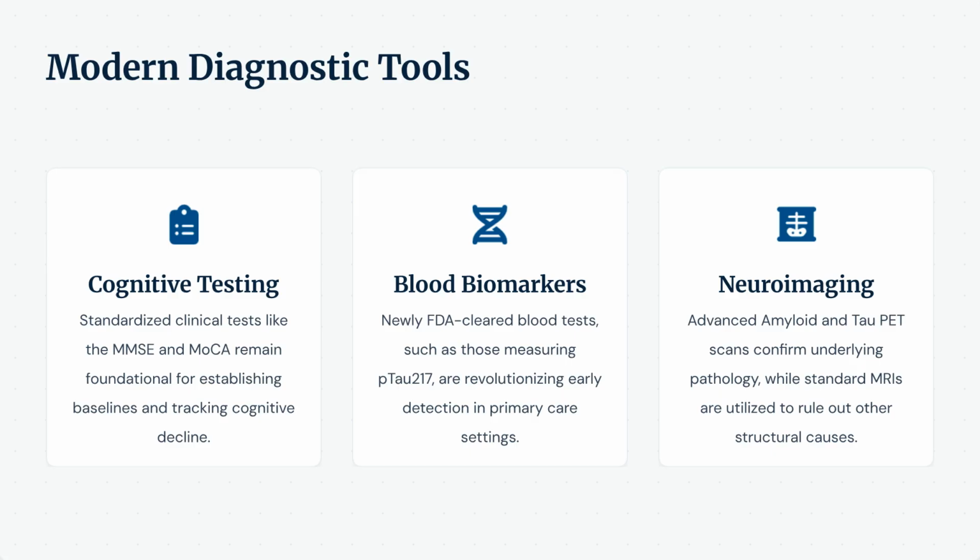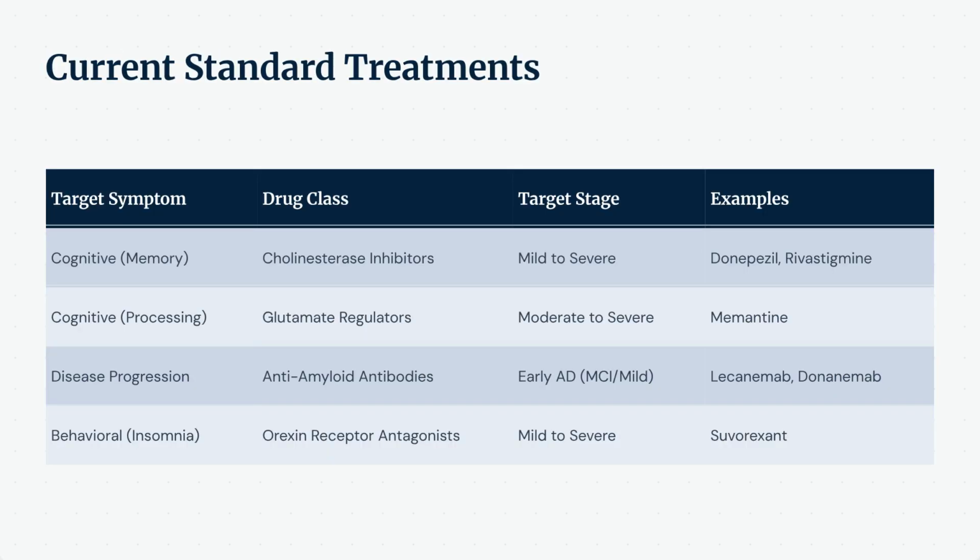Modern diagnostic tools include cognitive testing, such as the MMSE and MoCA, which remain foundational for tracking decline. Blood biomarkers like PTAU-217 are revolutionizing early detection, and neuroimaging confirms underlying pathology and rules out other structural causes.